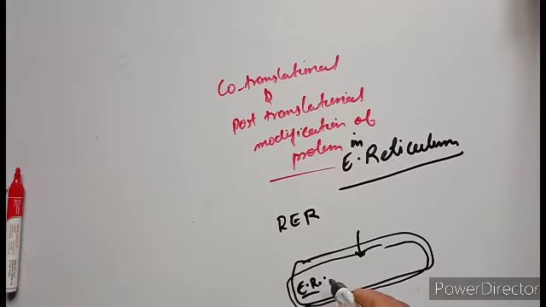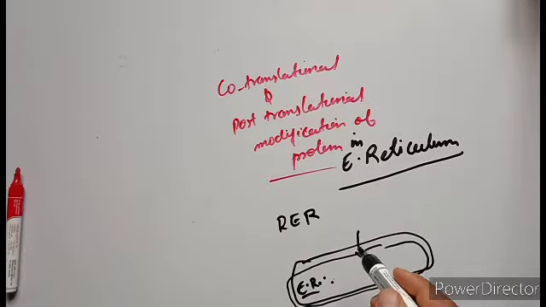So in the lumen of the rough endoplasmic reticulum, 5 principal modifications of protein occur before they reach their final destination. These include glycosylation, that is the addition of carbohydrate, and disulfide bond formation, then proper folding, then specific proteolytic cleavage and assembly into multimeric protein.